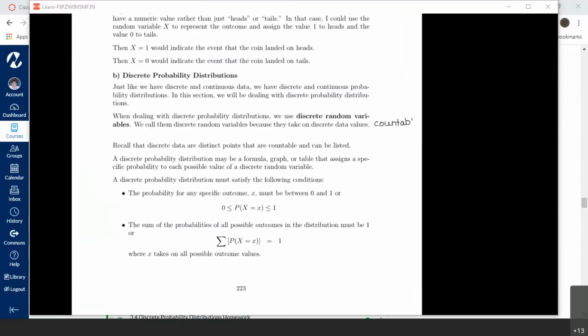Now, what do I mean by countable? Well, you can think of countable things as mapping to your natural numbers, 1, 2, 3, 4, 5, and so forth, okay? As opposed to continuous data, which is measurable, okay? Continuous data maps not to the natural numbers, but to real numbers.